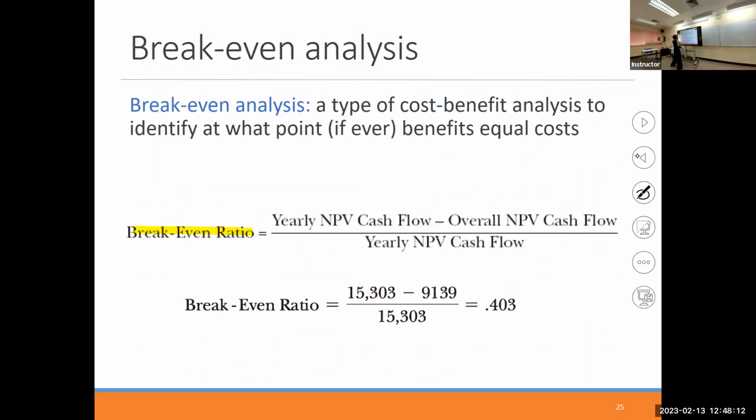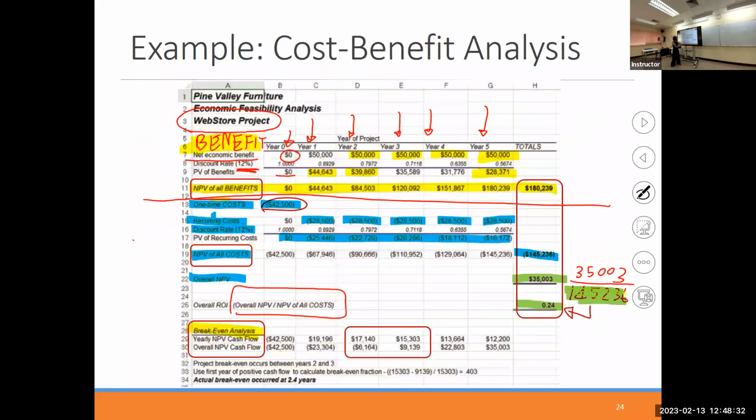So that is why the way to calculate the break-even ratio is by using this yearly NPV minus overall NPV and divide by yearly. This is just to get the point. Okay. You need to compare. Actually, whenever, where is it? Here.